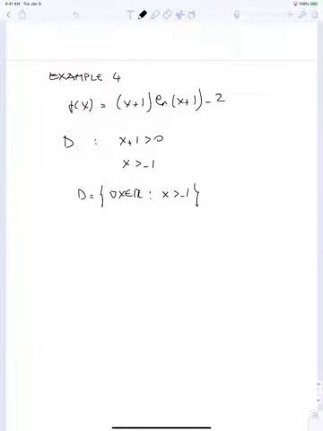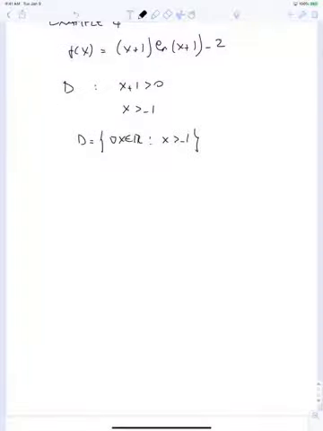Then we want to study the intersections. So first we impose x equals 0. Well, then y is going to be equal to 0 plus 1, which is 1, times the log of 1, minus 2. But the log of 1 is 0, so this is minus 2. So we have a point P equals (0, minus 2).